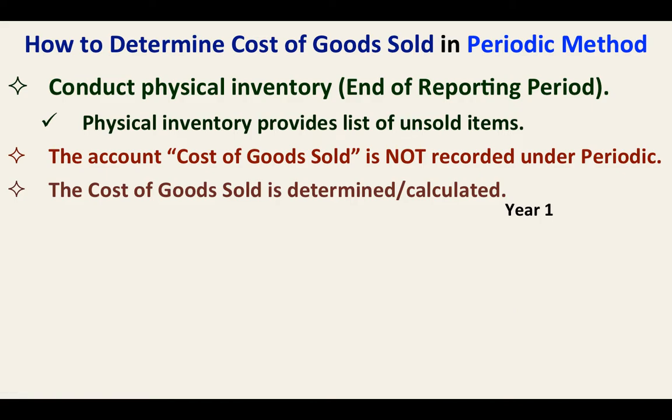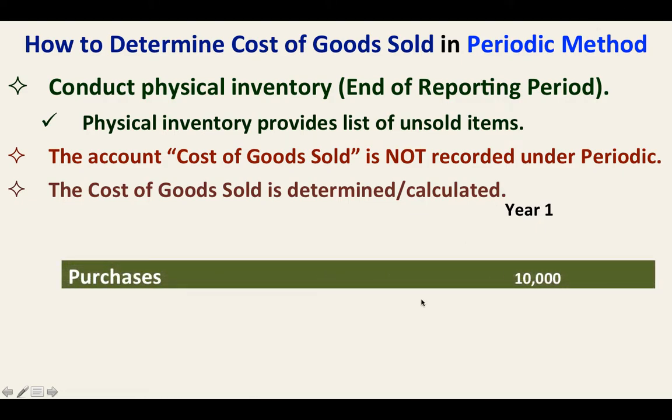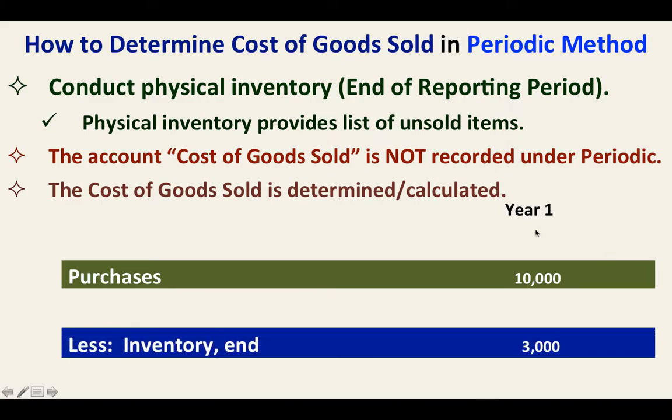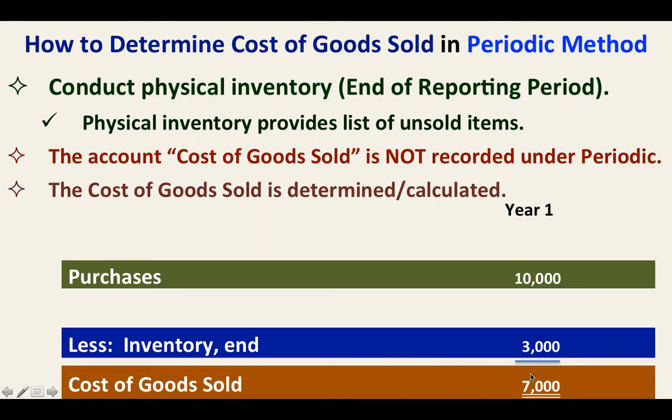Okay, what we have in the record under periodic method is our purchases, assuming that we have 10,000 purchases. For year one, we are just starting the operation. So now we will conduct an inventory of what was left. After conducting the inventory, we found out that we have 3,000 amount of goods that were left unsold. So purchases minus what was left will be our cost of goods sold.